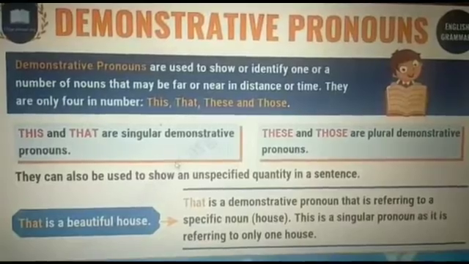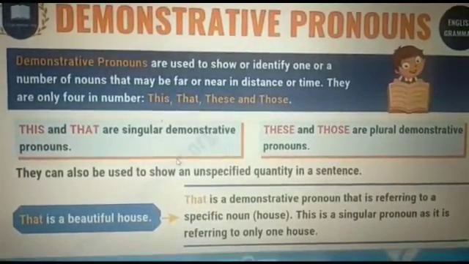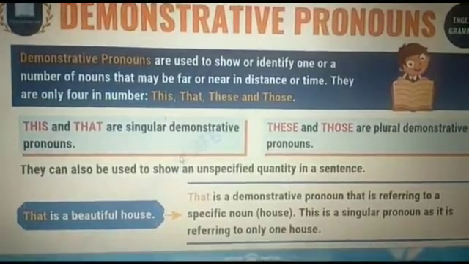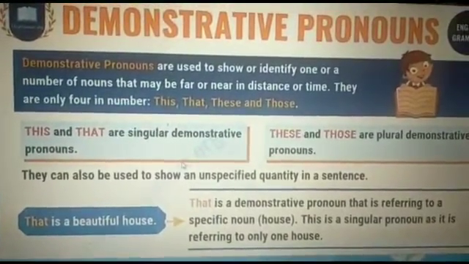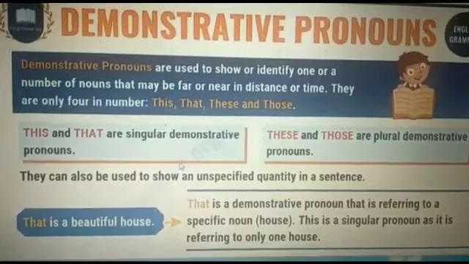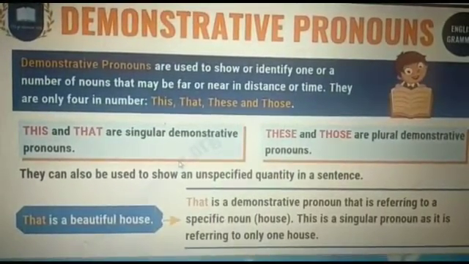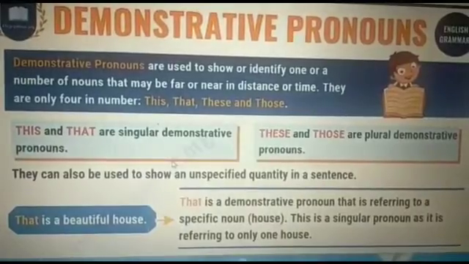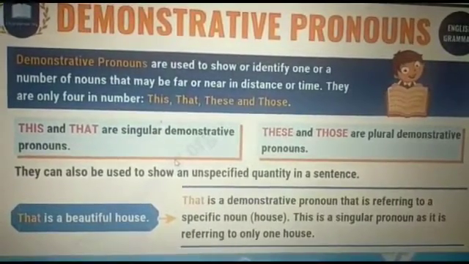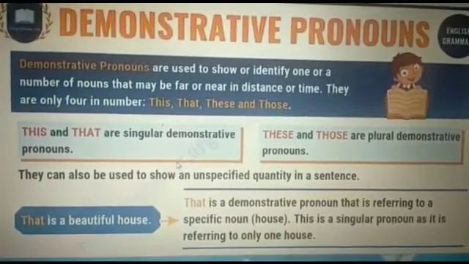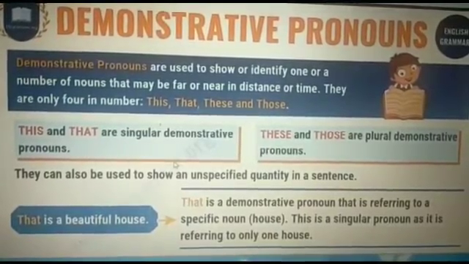Next are the demonstrative pronouns. These pronouns are used to show or identify one or a number of nouns that may be far or near in distance or time. They are only 4 in number: this, that, these, and those. This and that are singular demonstrative pronouns. These and those are plural demonstrative pronouns. They can also be used to show an unspecified quantity in a sentence.